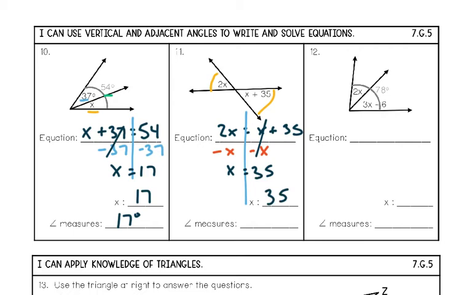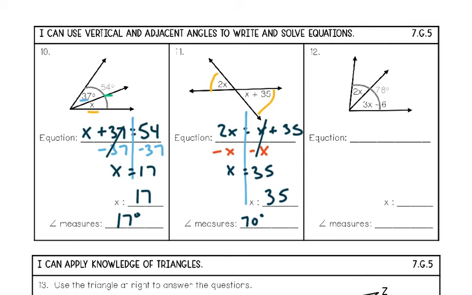So I found what x is, but I'm not all the way done yet because I didn't figure out what the angle measures. So the first angle is 2x. That means 2 times x. So 2 times 35 makes 70 degrees. And I should check it with my other one. 35 plus 35 also makes 70 degrees. I know that both these angles are going to equal each other because they are vertical angles, and vertical angles are congruent.